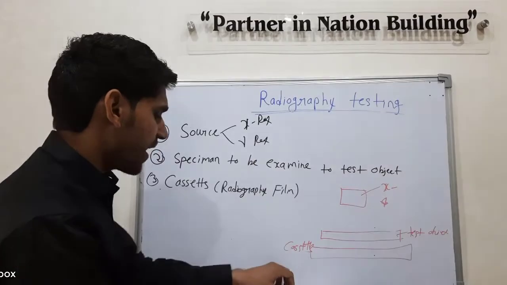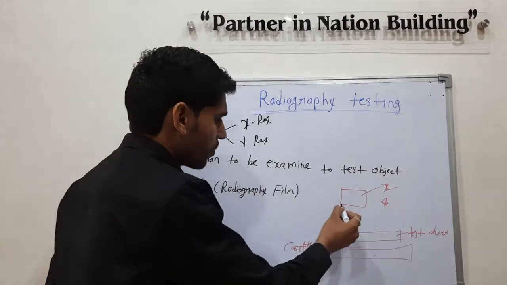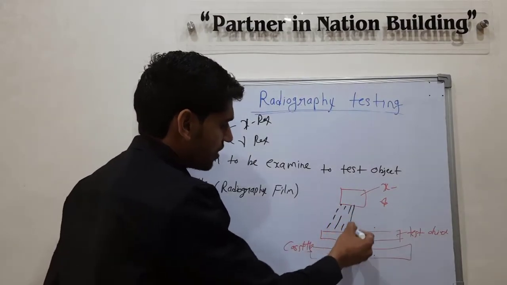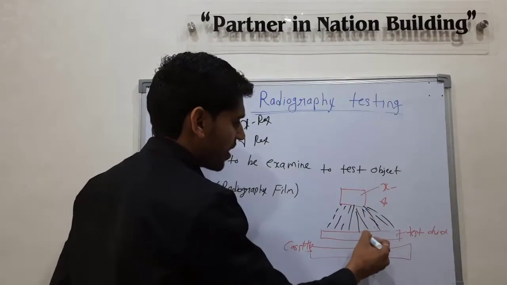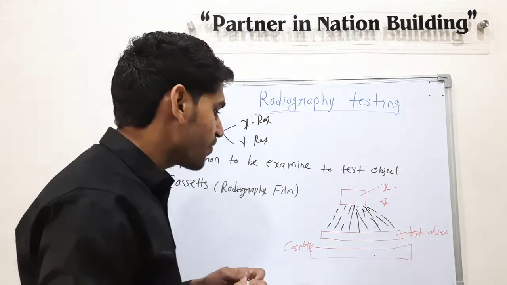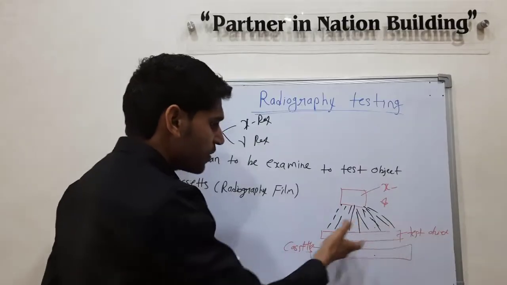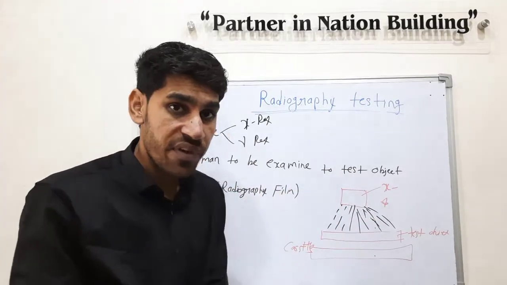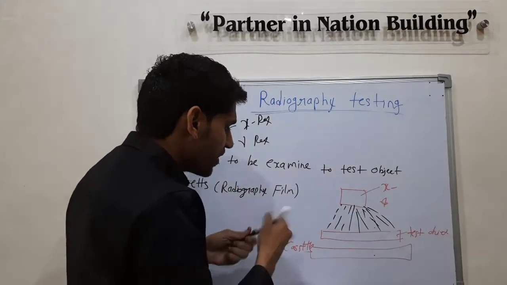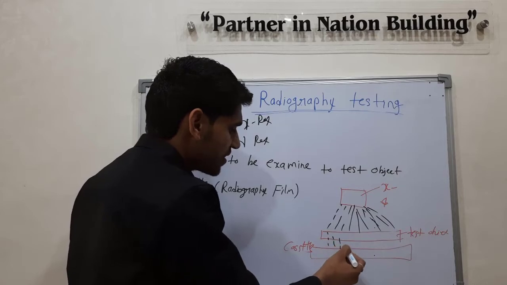When X-rays and gamma rays are produced by the source, here you can see this is the source, and it emits X-rays or gamma rays to the test specimen. What will happen? If the density of the test specimen is the same throughout, it means there is no defect. Then the intensity of all the rays will be the same.